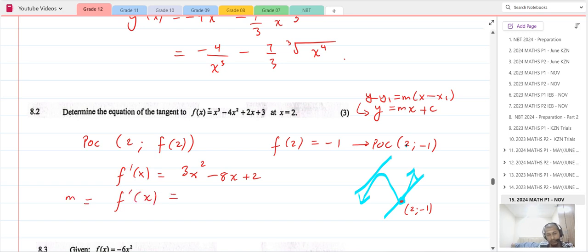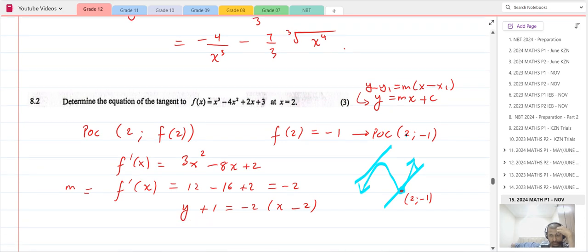So I'm putting 2 inside here, that's 12, because 2 squared is 4, 4 times 3 is 12, minus 8 times 2 is 16, plus 2. So that's minus 4 plus 2, which is minus 2. Right, so we've got a gradient, y minus y1. What's y1? Minus 1. Y minus minus 1 is y plus 1. Gradient is minus 2, x minus 2. Let's find the equation of this tangent line. The tangent line is showing a negative gradient.